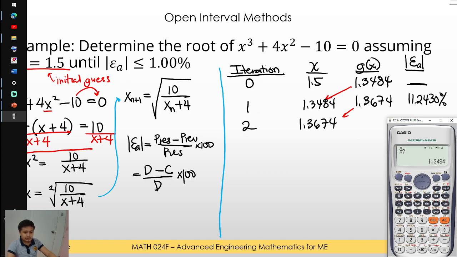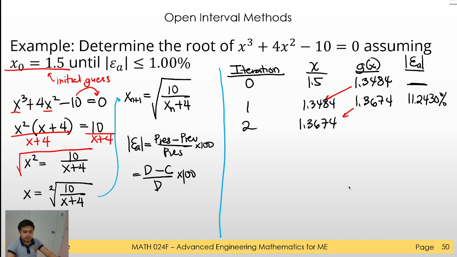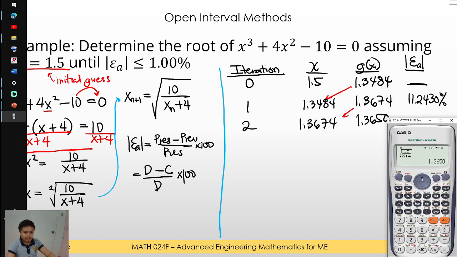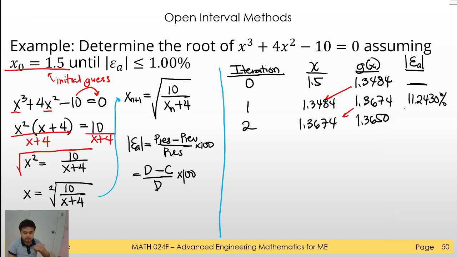And then calculate this again also for the next iteration. Let's go back here. So calc 1.3674 to get this g of x, which is 1.3650. And then calculate the approximate error again. So calc, we have 1.3674 and then 1.3484. So the answer is 1.3895%.